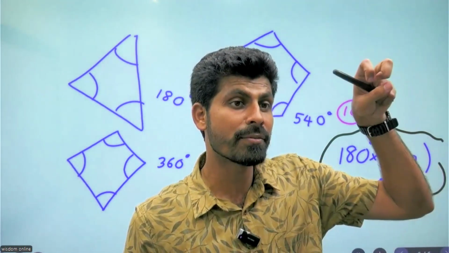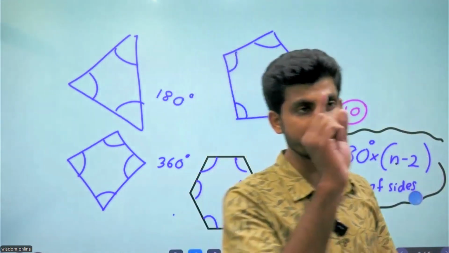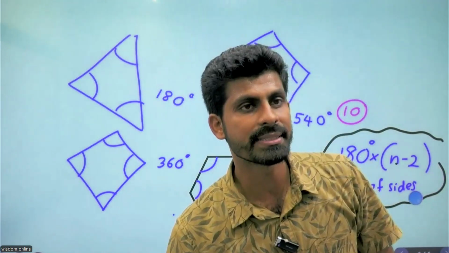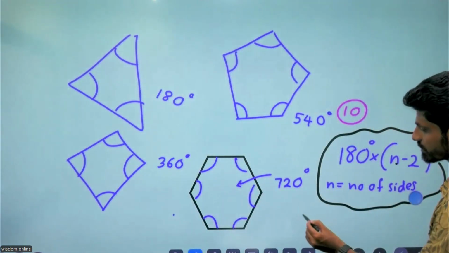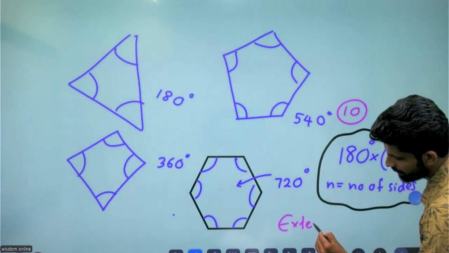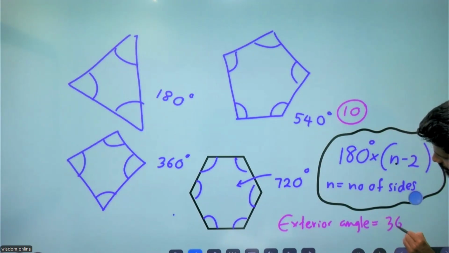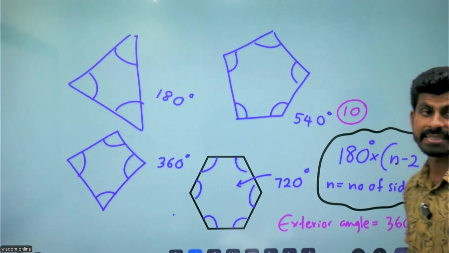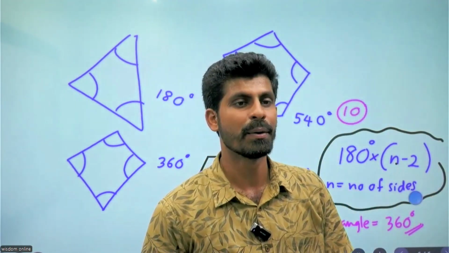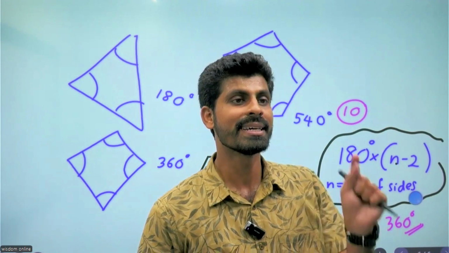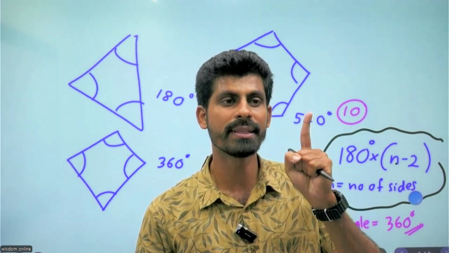The sum of the exterior angles equals 360. That is a fixed number. The sum of the exterior angles in a polygon always adds up to 360. That is a fixed one. So that is theorem number 10. Today is very important, I'm going to recap all the theorems.